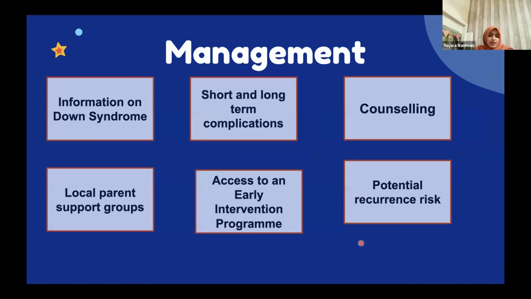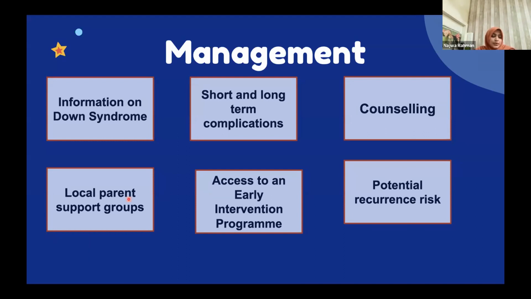Okay, basically the management for trisomy 21 is quite direct. What we need to do is give adequate information to the parents regarding Down syndrome, as well as the short and long-term complications. We need to counsel and deal with the feelings, as usually the parents will have feelings of disappointment, anger, as well as guilt of having a trisomy 21 child. We can also share local parent support groups for having a trisomy 21 child, as well as motivate them.